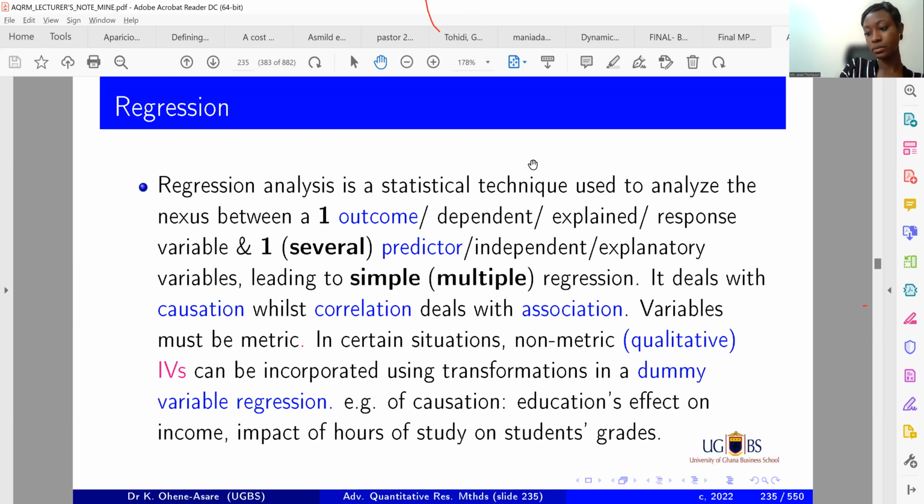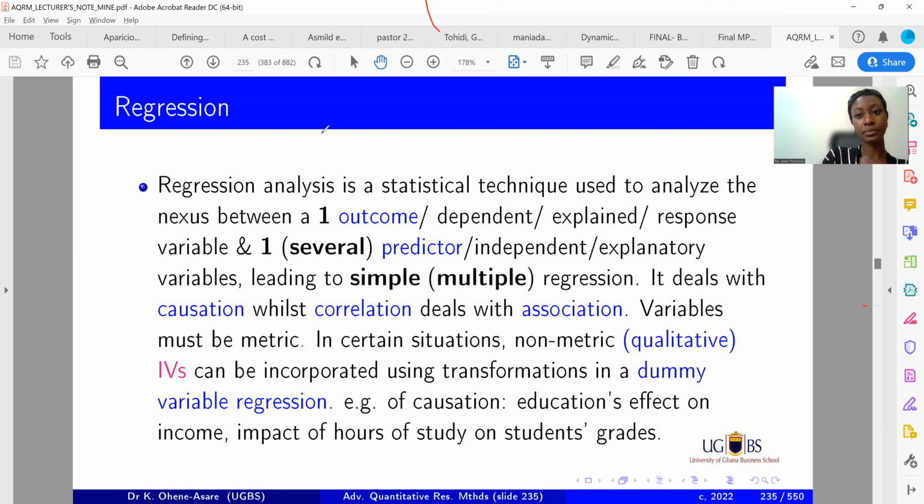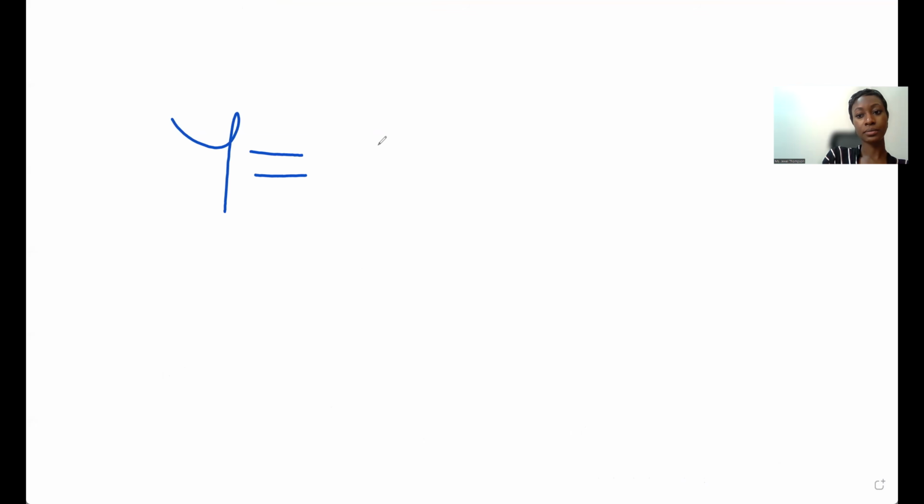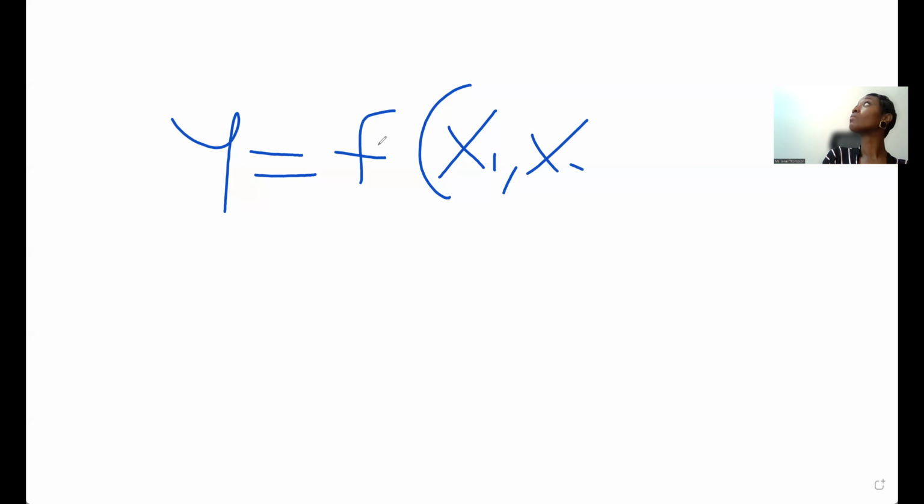Where you look at a dependent variable being influenced by one independent variable, or multiple independent variables. As an example, y is a function of, or it depends on, several independent variables, x1, x2, x3, all the way up to as many of them as possible.